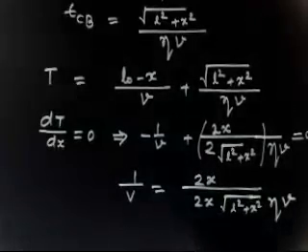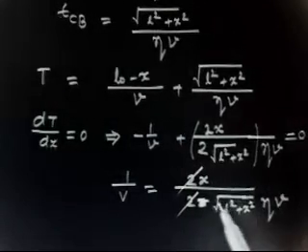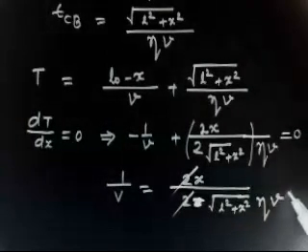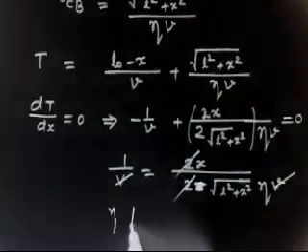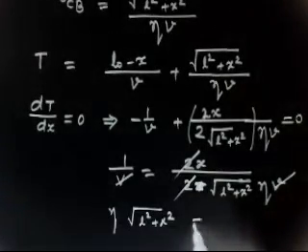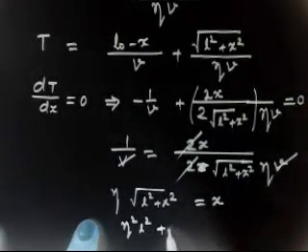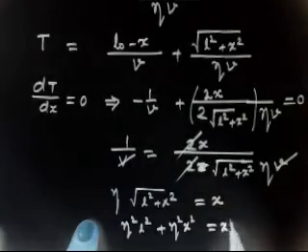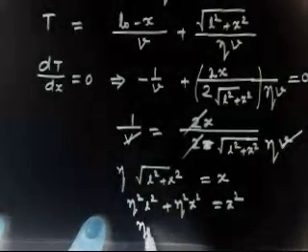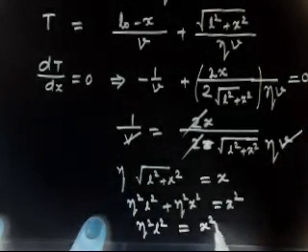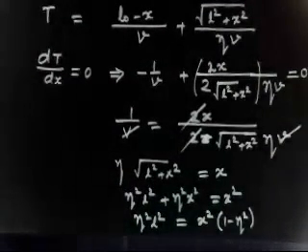Now let us see what things you can cancel. 2 cancels. Basically there is no x in the denominator, you see here, no x. V also you can cancel. So you will have eta times under root L square plus x square equals x. So you square both sides. You will have eta square L square plus x square eta square equals x square. If you take x square to this side, you will have eta square L square equals x square common, 1 minus eta square. Now you can solve for x.